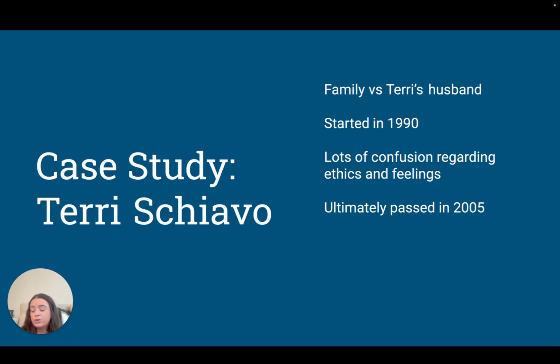This led to a lot of confusion regarding ethics and feelings between her family and her husband. Her family on one side strongly believed that Terri should be placed under all care possible and should be treated to the highest extent, even if that meant her quality of life was diminished, according to her doctors. Terri's husband, on the other hand, thought that is not what Terri would have wanted, and he wanted her taken off life support immediately. This became a legal battle for several years, costing both sides thousands of dollars and a lot of damage and emotional repercussions.